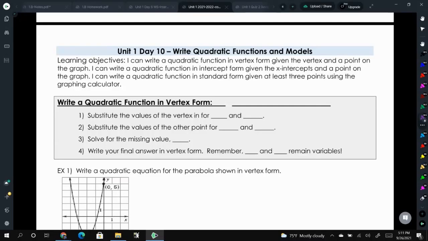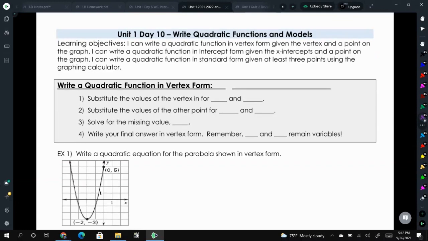Today we're going to be talking about how we can write quadratic functions and models when we're given information. Instead of taking the equation and graphing it and finding out some values, we're going to go in the opposite direction. We're going to be given some values, given some points on a graph, and use that information to find the equation of that specific quadratic function.